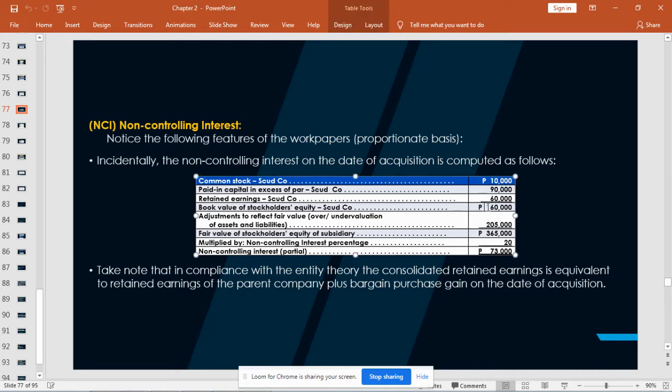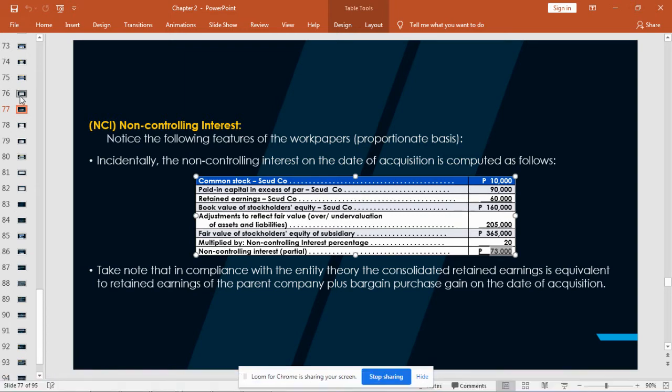So, yung ating paid in capital, ito yung book value ng ating shareholders equity ng subsidiary, right? Then, yung adjustment sa ating fair value, ito yung ating total fair value ng ating equity times the net interest ng ating non-controlling interest percentage. Our non-controlling interest would be 73,000. So take note that in compliance with the entity theory, the consolidated retained earnings is equivalent to retained earnings of the parent company plus bargain purchase gain on the date of acquisition.